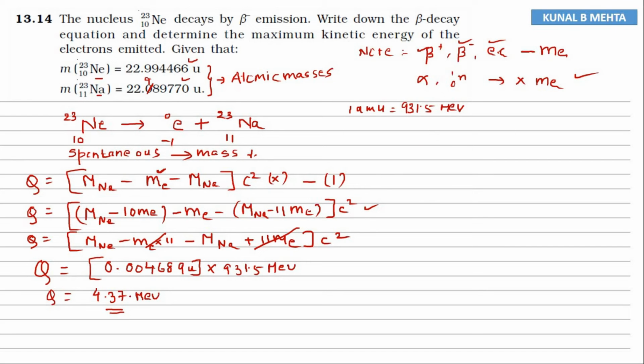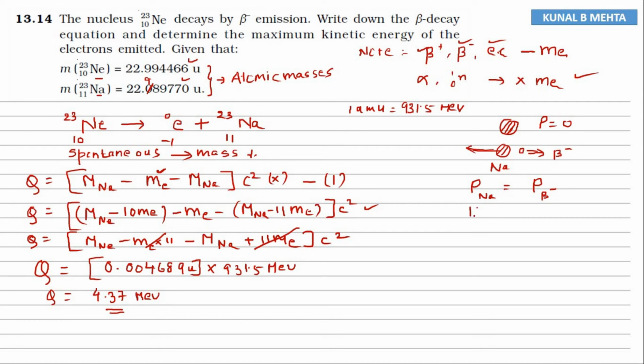Let us try to understand this. Suppose you have this neon atom at rest, so that means its momentum is going to be 0. Now this neon atom splits up into two parts: one is beta minus and the other is the sodium. The sodium and beta minus would be traveling in opposite directions because the initial momentum was 0, so the final momentum must also be 0. That means the momentum of sodium must be equal to the momentum of beta minus, and both these momenta are equal and opposite in direction.